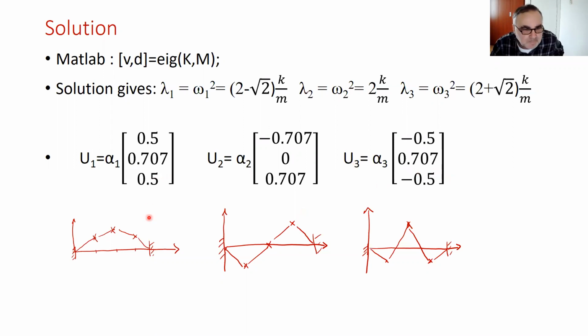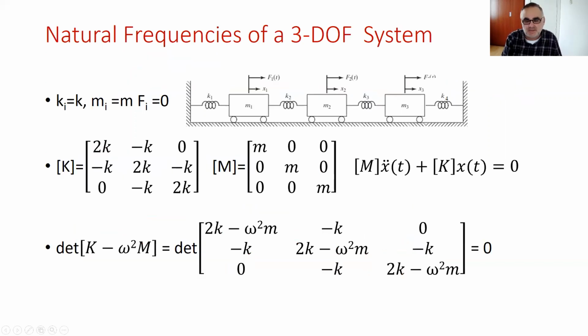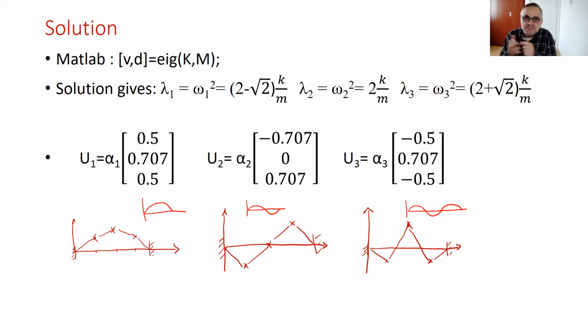And also note that these pictures look a little bit like sine waves actually, and that is not coincidental. For example, this one looks like a half sine wave. This one looks like a full sine wave. And this one looks like a 1.5 sine wave, if you like. Okay? And there is a reason for that. If you increase the number of masses, like 10 masses, 20 masses, even more, the mode shapes are going to look more and more like sine waves, and that is not coincidental.